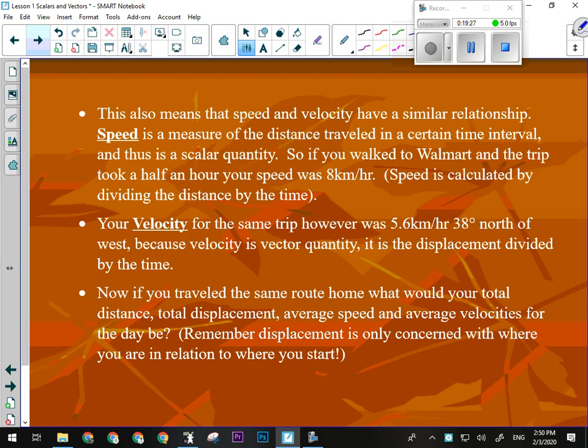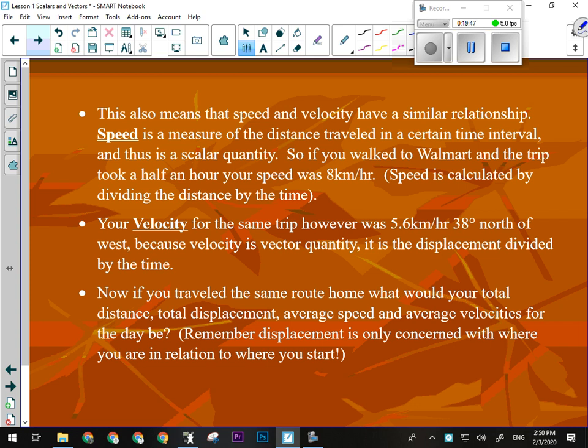Okay, so speed and velocity, and this is a review from Science 10. Speed and velocity have this relationship. They both measure the rate at which you are moving, one from a scalar perspective, one from a vector perspective. Your velocity measures it from a vector perspective.